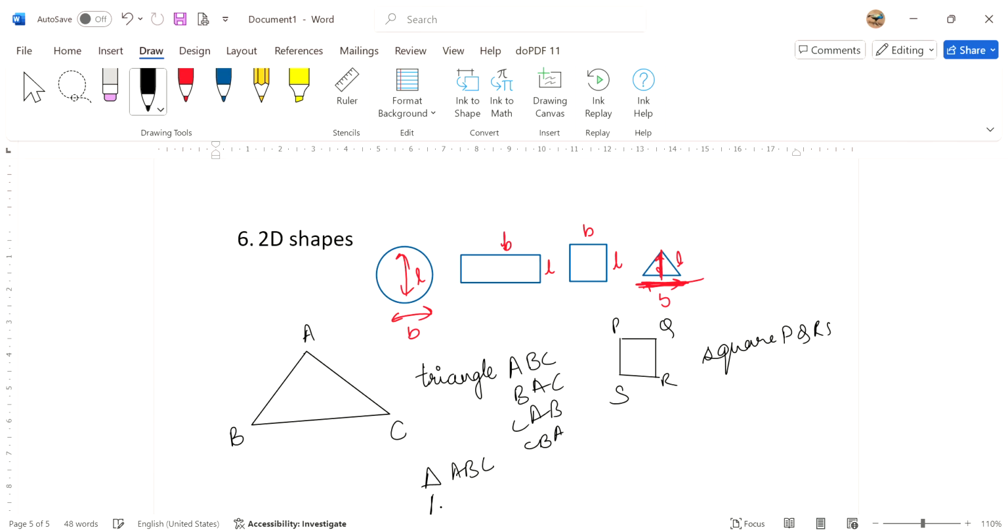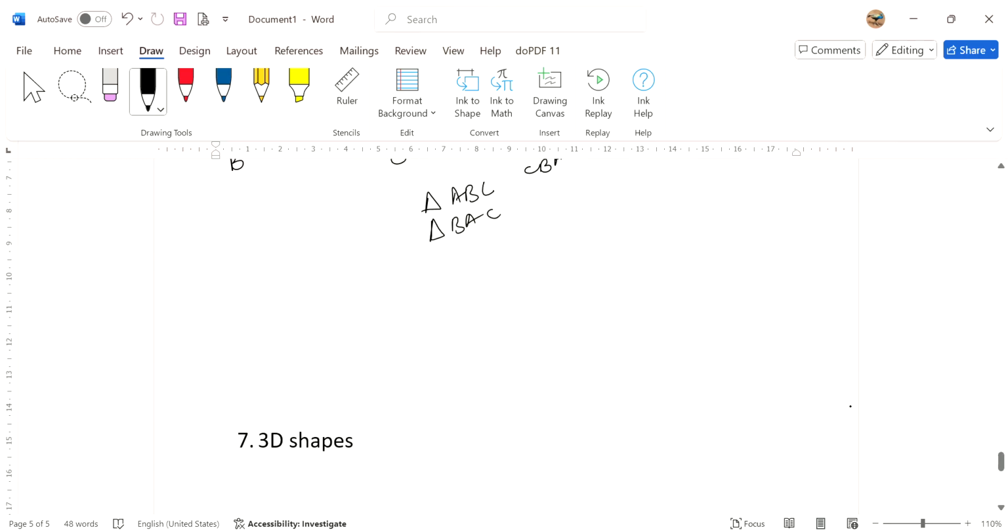How will we write it symbolically? Triangle. Just make a small triangle, ABC. Small triangle, BAC. Square. Make a small square, PQRS. Make a small square, QRSP. Okay, whatever you please. Now, same thing for a rectangle, right? I have a rectangle here. Suppose it's MNOP. It will be rectangle MNOP. Okay.